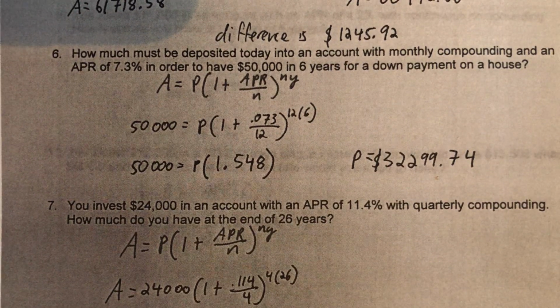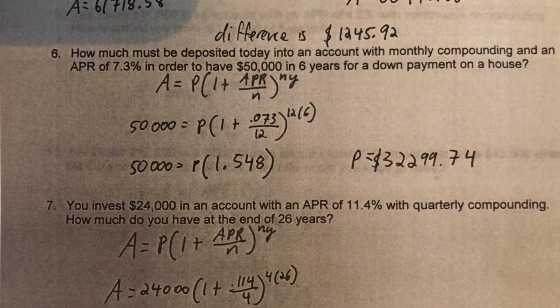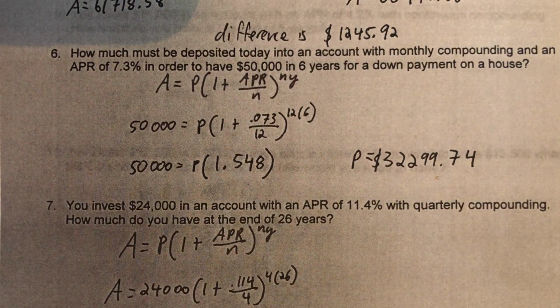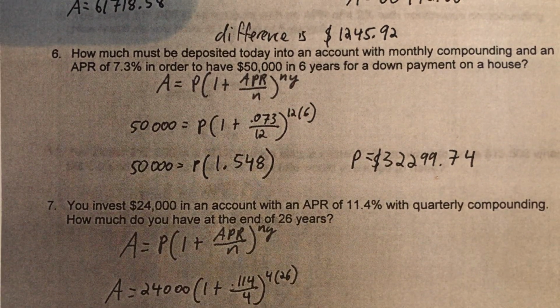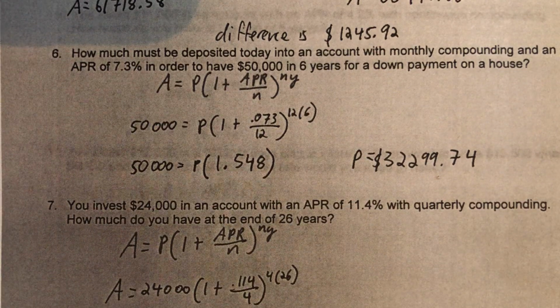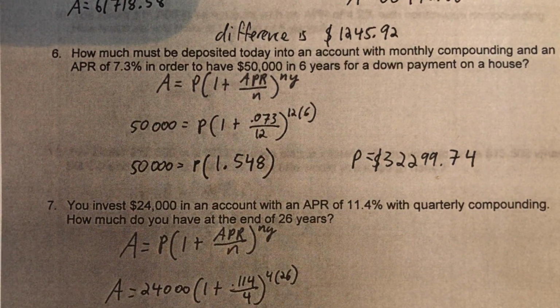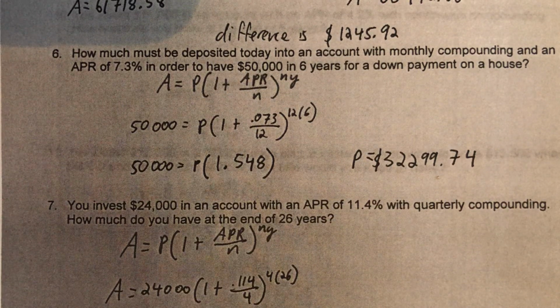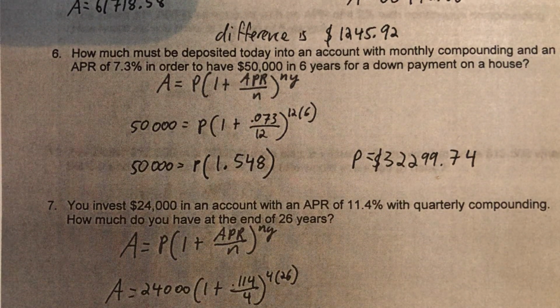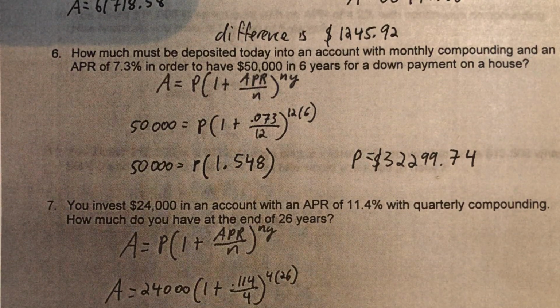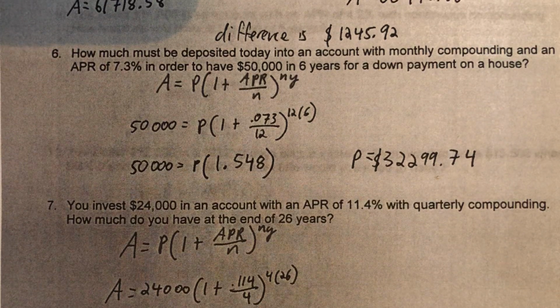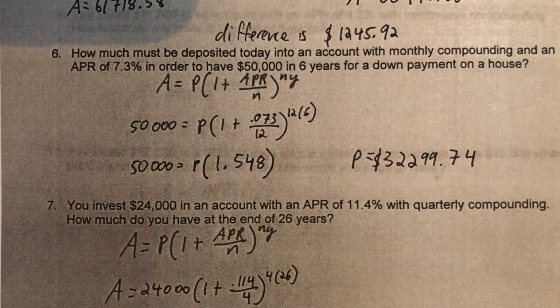All right, we want to have $50,000 in 6 years to put a down payment on the house. We can get 7.3% interest, compounded monthly. So we're looking for the principal. So 50,000 equals the principal, P times parentheses 1 plus 0.073 divided by 12, close parentheses, raised to the 12 times 6.